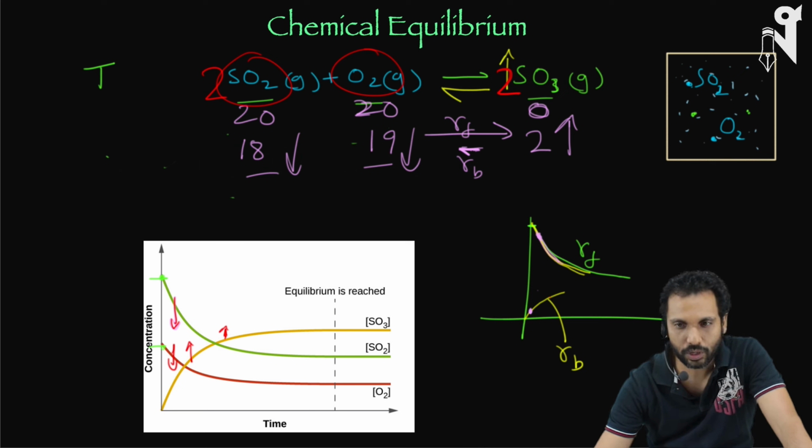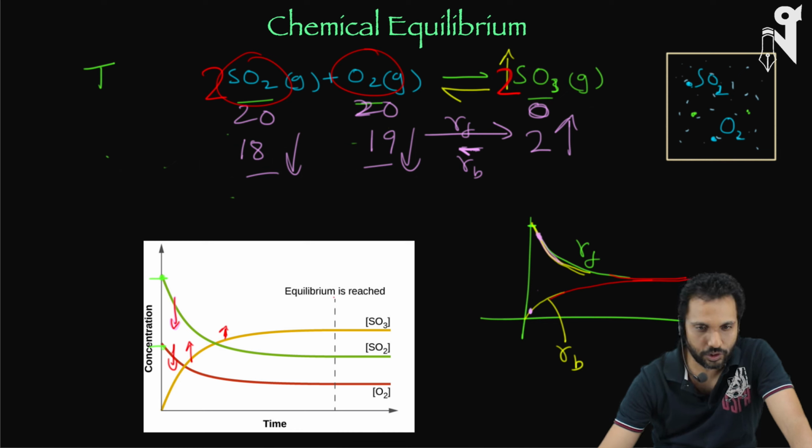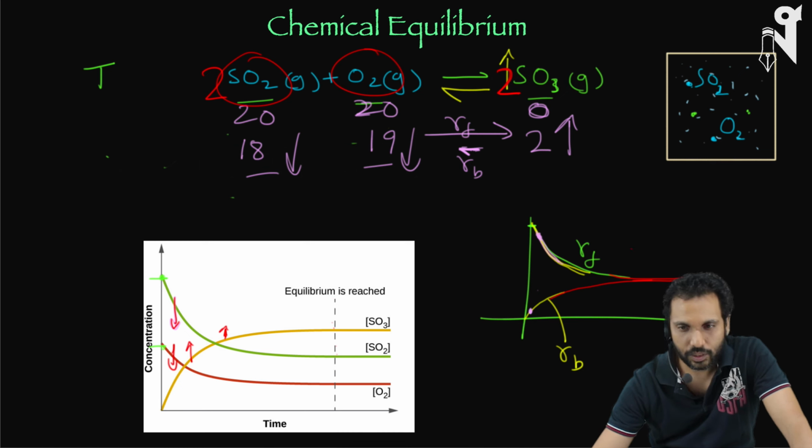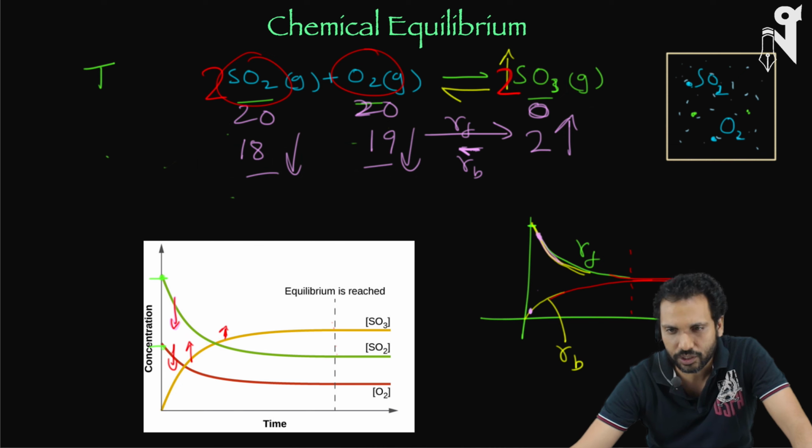and a time is going to come when both the rates are going to become the same. The rate of forward and rate of backwards is going to become the same, which is going to happen where this dotted line is depicted. Because when that happens, then neither the reactant nor the product is going to change in its concentration. They are going to remain the same, not because they are not reacting, only because the reaction forward and the reaction backwards are at the same pace.